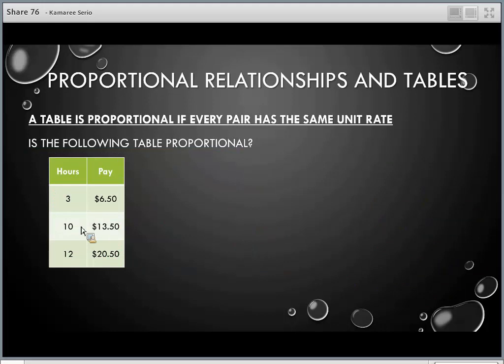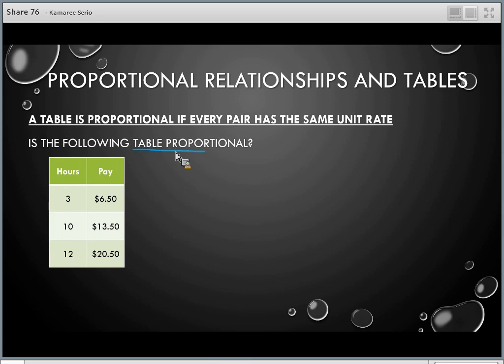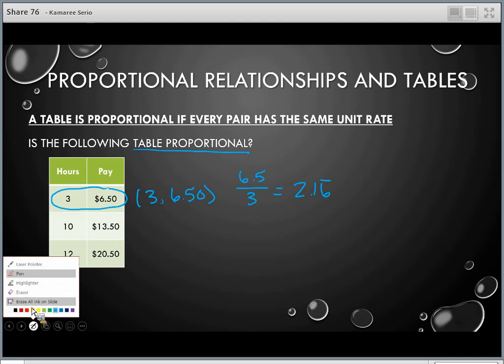Okay, let's do another example. I'll switch my color back to blue. So is the following table proportional? Remember, let's do this first pair here. I have 3, 6.5. So that means I have 6.5 over 3. On my calculator, I'm going to do 6.5 divided by 3. Also remember, when you're typing this into your calculator, you go from top to bottom. So 6.5 divided by 3. And I get 2.16 repeating.